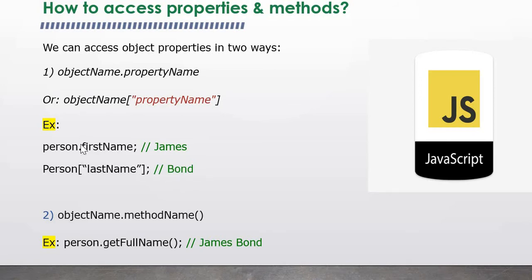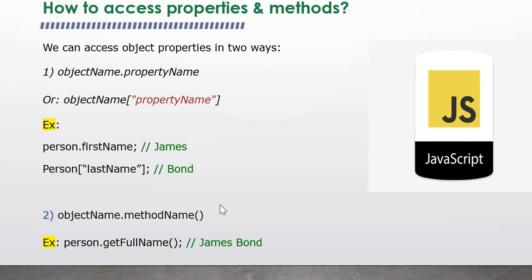So you can follow any one of the syntaxes, like objectName dot propertyName or objectName in brackets with your property name in a string format. And number two, how we can access a method if you have a method as a property in your object. So objectName, same again, objectName dot methodName, very simple.